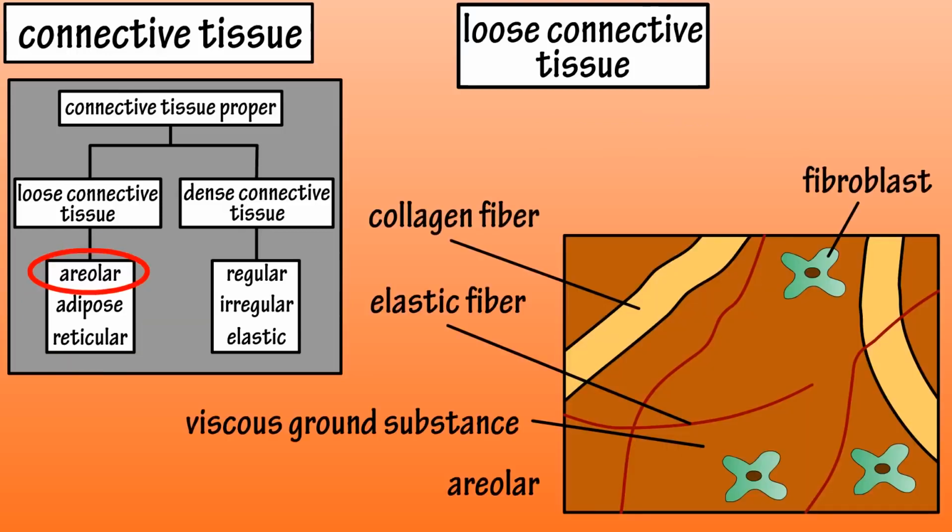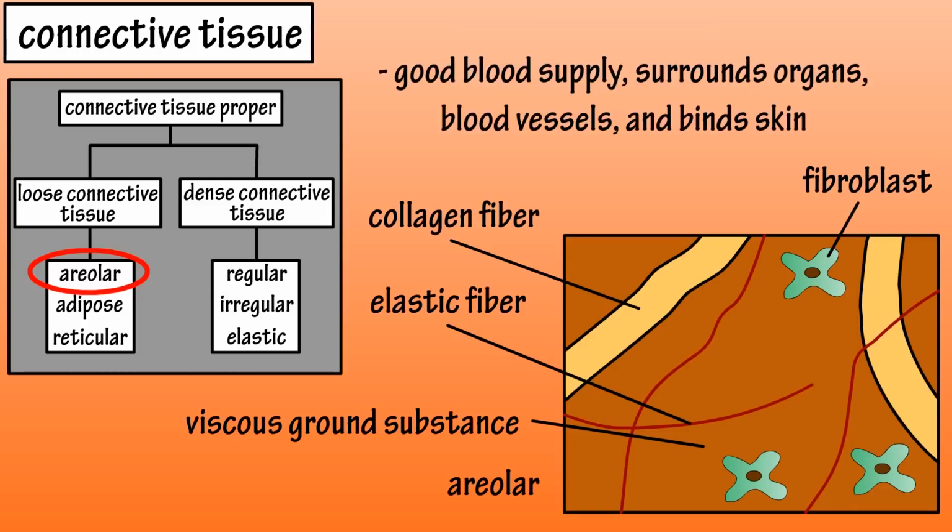Areolar connective tissue has a viscous ground substance with both collagen and elastic protein fibers. It is highly vascularized, meaning it has a good blood supply, and it contains a large number of fibroblast cells, which produce many components of the extracellular matrix. It surrounds certain organs and blood vessels and binds skin.